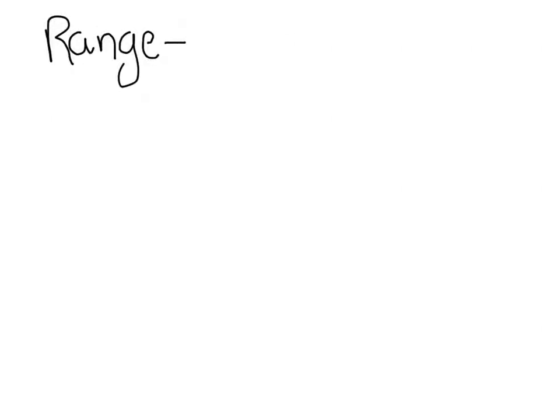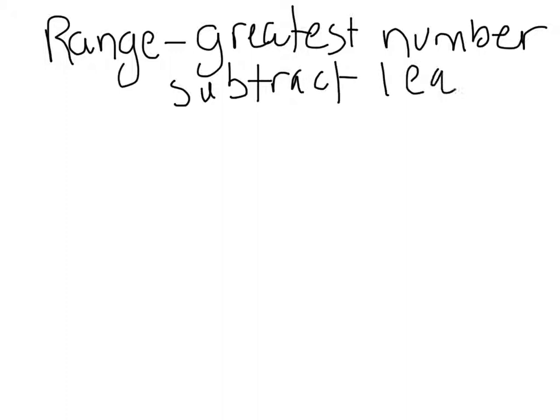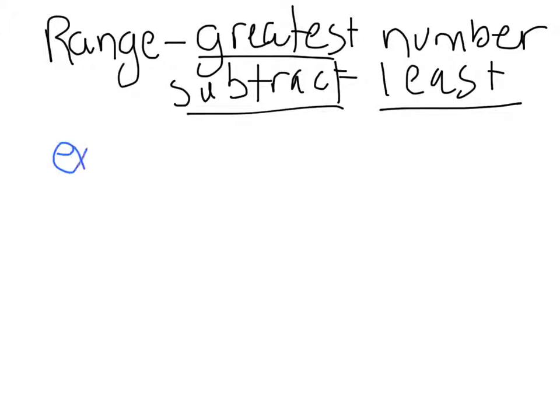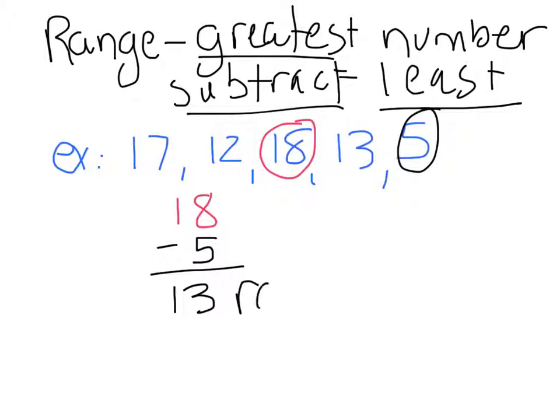Last thing that we need to remember how to find is the range. And the range, how we find it, is the greatest number, and you subtract the least number. So you have to find the greatest and the least and subtract them. So if we have a set of numbers, for example, 17, 12, 18, 13, and 5, we can see that the largest number is 18, the smallest number is 5, and you subtract them, so the range is 13.